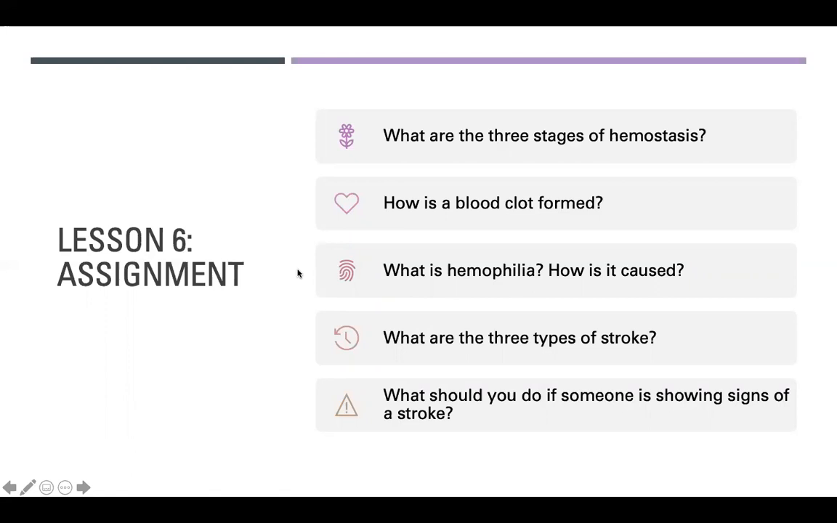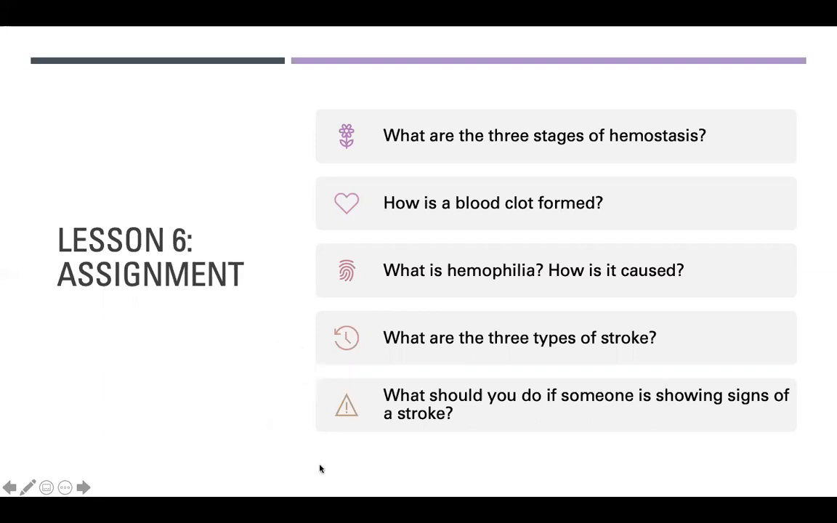What is hemophilia and how is it caused? Hemophilia is a disorder where clotting factors are not working as efficiently, and the person is more prone to bleeding. You can't just catch hemophilia. It's usually genetically inherited or caused by a gene mutation. What are the three types of strokes? We've got our ischemic stroke, the hemorrhagic stroke, and then we've got the TIA. And just kind of talking about what are the differences between those and what causes them.